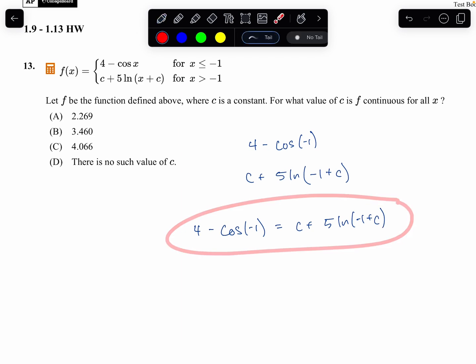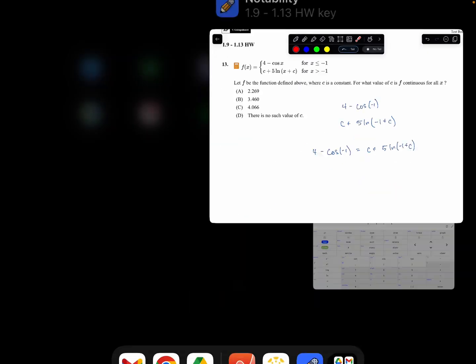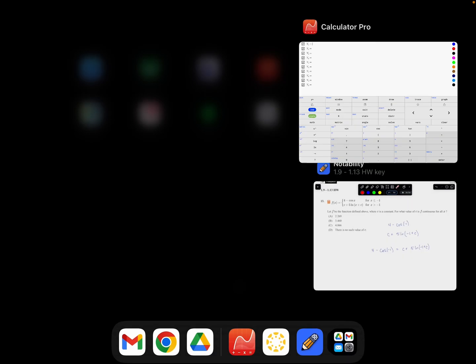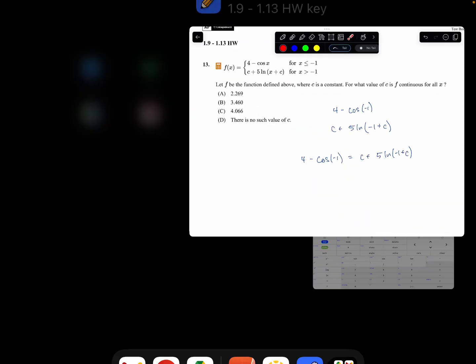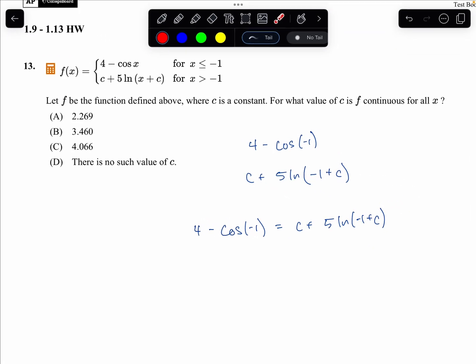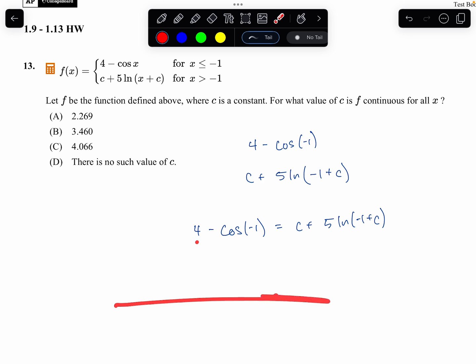Now you're just going to plug this expression into your graphing calculator. Instead of c, you can use x, okay? And then you're going to find out what this is going to be equal to. So going to the calculator, I might have to go back and forth between this window. So we've got 4 minus cosine of -1. That right there is a constant, just so you guys are aware. This is a constant value. There is no variable in here. It's all numbers, so this will be a straight line.